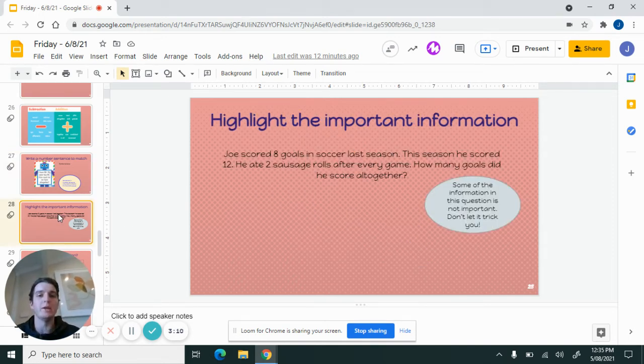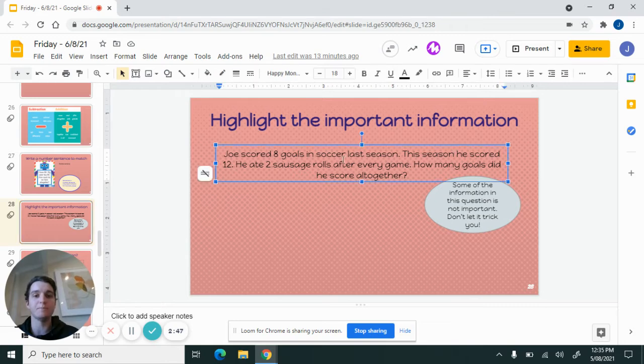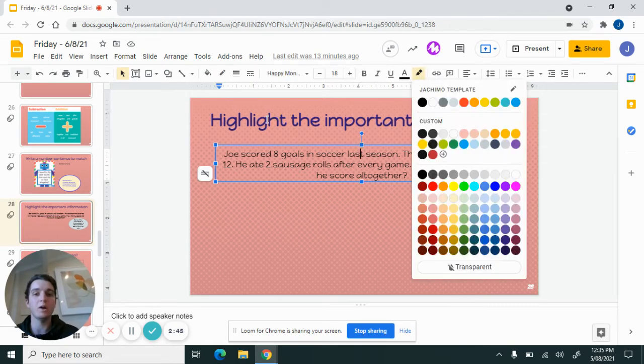What's important when we're doing word problems is to highlight important information. Okay, because sometimes they put information in word problems that don't really matter. So I'm going to do that, so just watch along with me. This one says, Joe scored 8 goals in soccer last season. This season he scored 12. He ate 2 sausage rolls after every game. How many goals did he score altogether? Now I'm going to highlight the important information, so let's do that. I'm going to use my highlighting key.